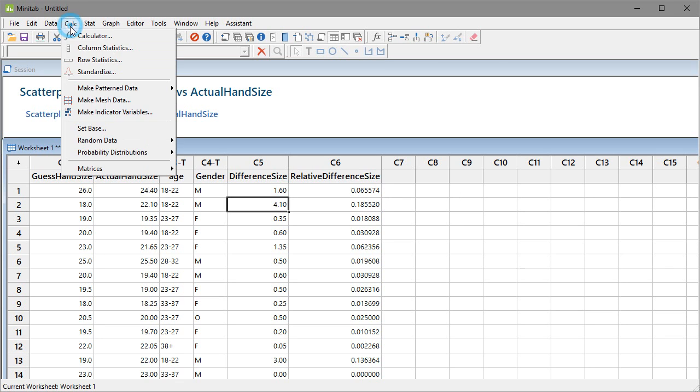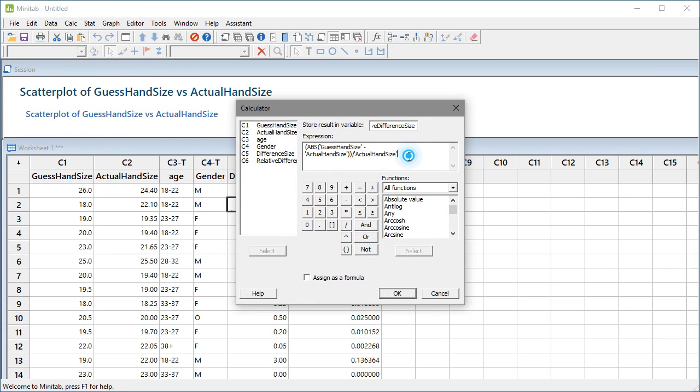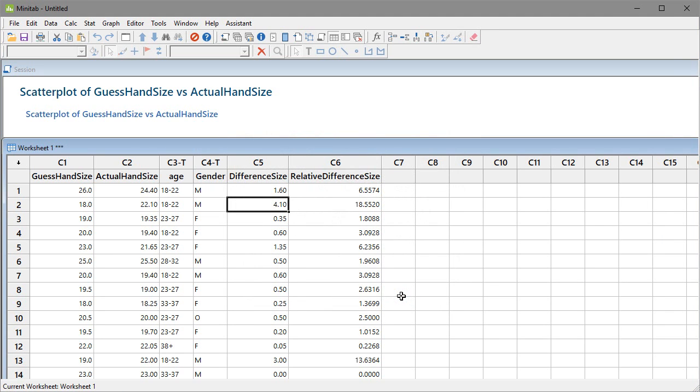Let's go back to Calc again, and this time we can put parentheses around. And why am I putting all these parentheses in? Because of order of operations. Just like on your calculator, you have to do order of operations here. Let's multiply it by 100, and we'll turn this into a percent. Okay, so relative size difference, here is the actual percentage difference between those.